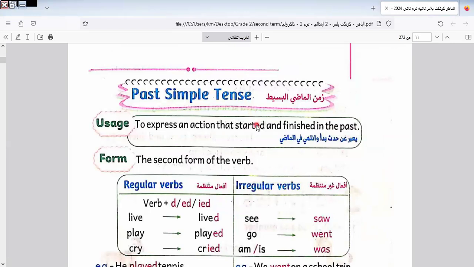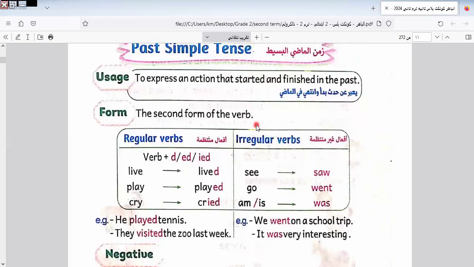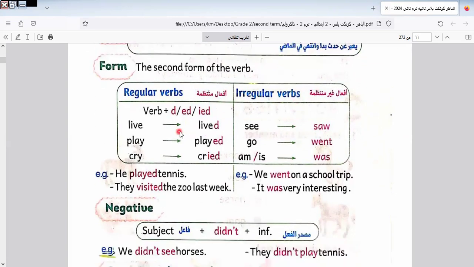As we told you before, when we use the past simple tense, we express an action that happened or started and finished in the past. You are clever pupils. In the past simple tense, we use the second form of the verb. I would like to say that we have regular verbs and irregular verbs. I would like to say for the millionth time, irregular verbs must be kept like a timetable in mathematics.